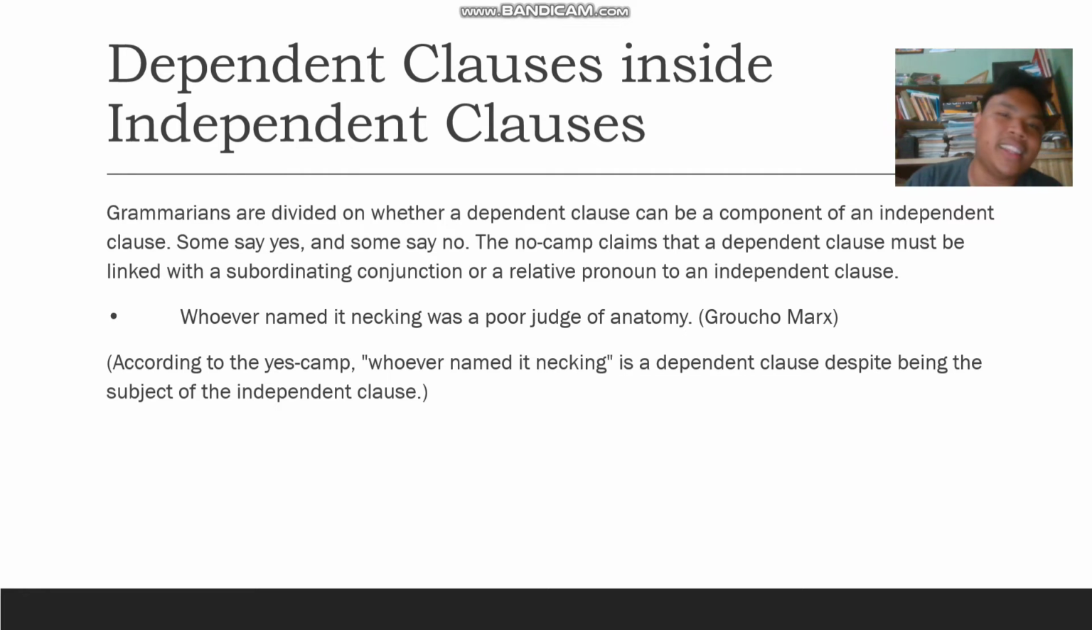Dependent clauses inside independent clauses. Grammarians are divided on whether a dependent clause can be a component of an independent clause. Some say yes and some say no. The no camp claims that a dependent clause must be linked with a subordinating conjunction or a relative pronoun to an independent clause. For example, whoever named it necking was a poor judge of anatomy. This is an example. It tells us that, according to the yes camp, whoever named it necking is a dependent clause despite being the subject of the independent clause.